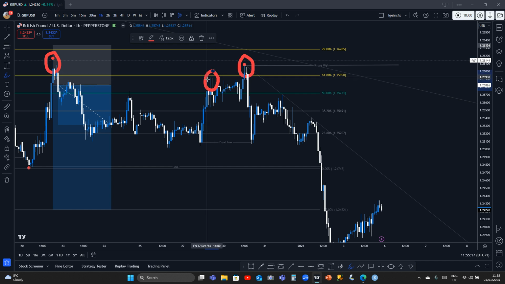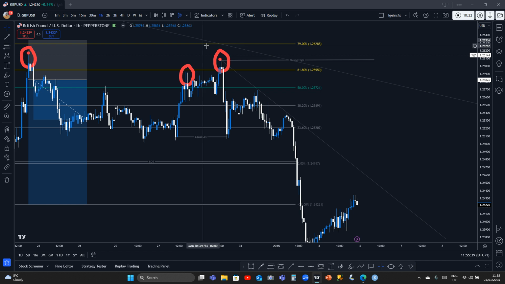Now, what happened? It just came down a little, it pushed up again before it started selling off to the downside. What happened? It created equal high. So if you had entered from here, I tell you, you would have been able to join the moving train.